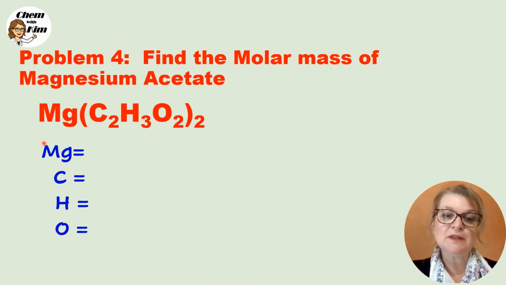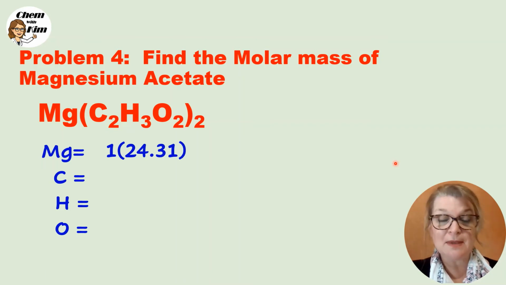So looking at this formula, the magnesium does not have a subscript, so it's understood to be 1. So there's only 1 mole of magnesium in the compound. So we're going to look up magnesium's atomic mass, 24.31, rounded to the hundredths place.